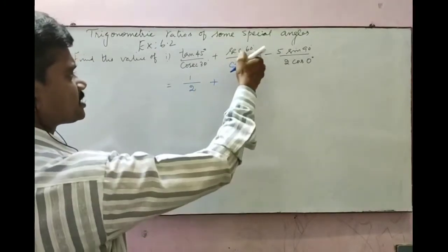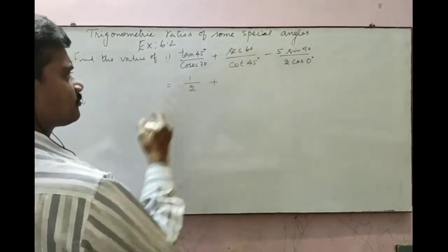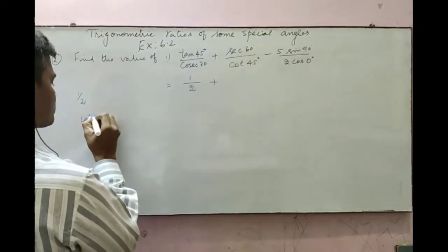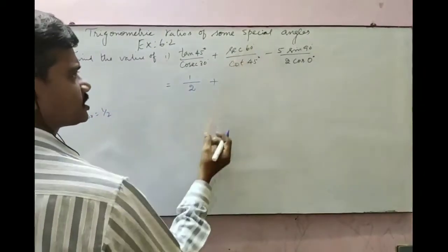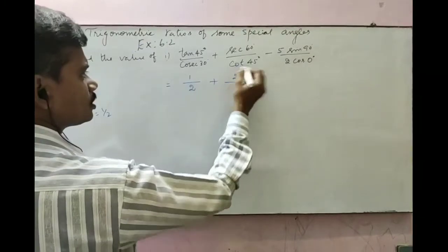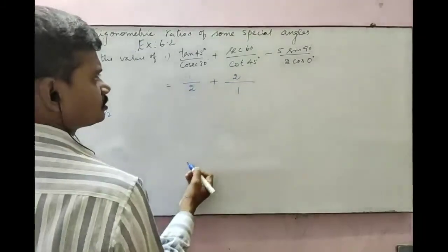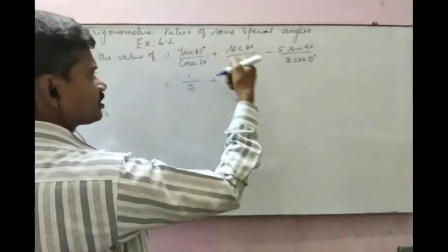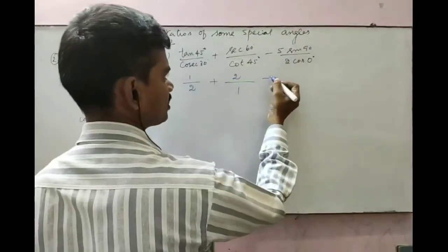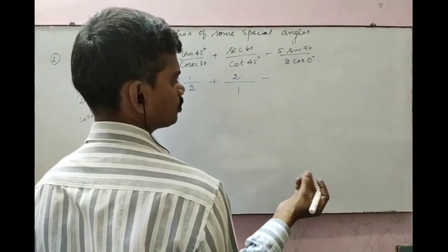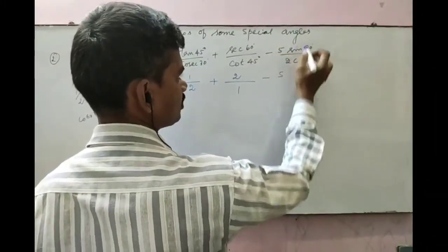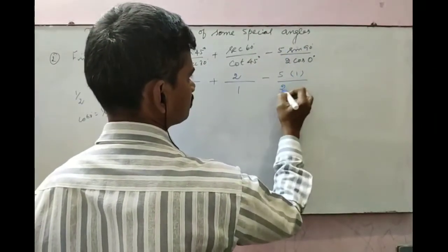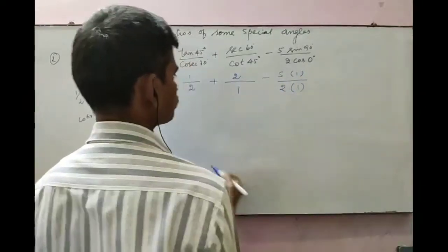Plus secant 60 degree. Secant is the reciprocal of cos. What is the value of cos 60? Cos 60 is 1 by 2. So the reciprocal of this gives secant 60. Again it is 2. Cot 45 is 1, which is tan 45. Tan 45 and cot 45 are equal. Sin 45 and cos 45 are also both equal. Now I am going to substitute the value of sin 90. What is the value of sin 90? 1. The cos 0 is also 1.